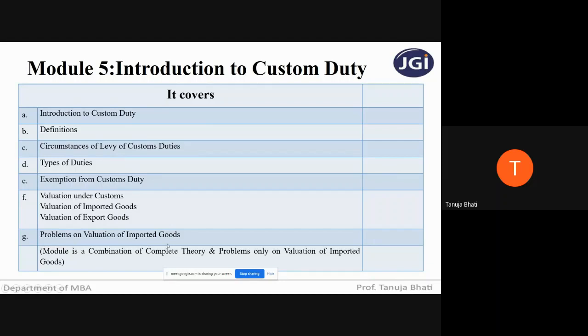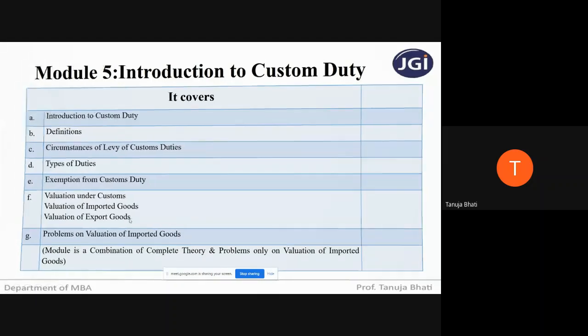In this entire module, you have a complete theory module, but you will be having problems only on valuation of imported goods. Out of the entire thing that we are going to cover, we are going to have only problems on valuation of imported goods. The rest is the complete theory part. So let us move ahead.